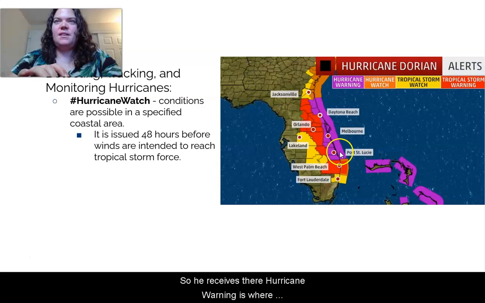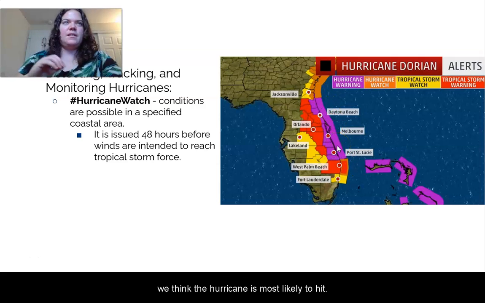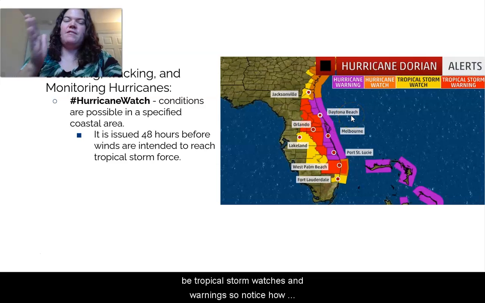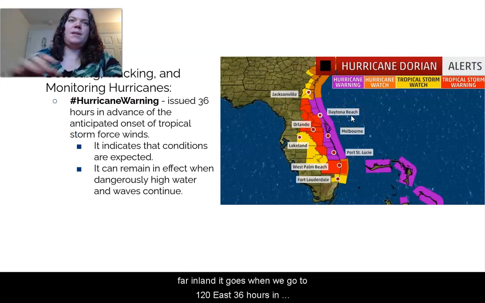So here we see the hurricane warning is where we think the hurricane is most likely to hit. Hurricane watch is on the outside of that in case we get it slightly wrong. And then behind that is going to be tropical storm watches and warnings. So notice how far inland it goes. So let me go to the warning.